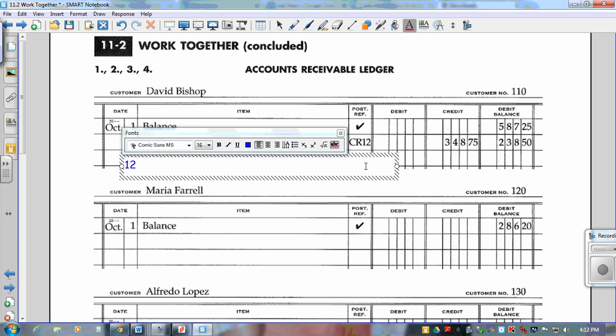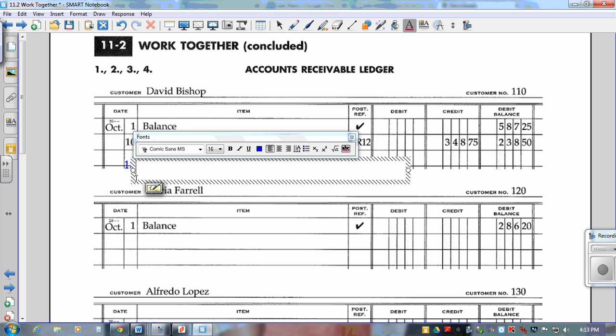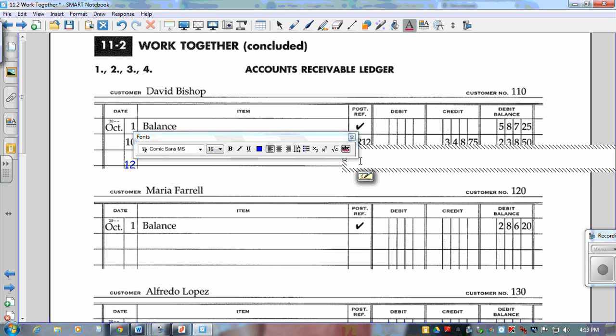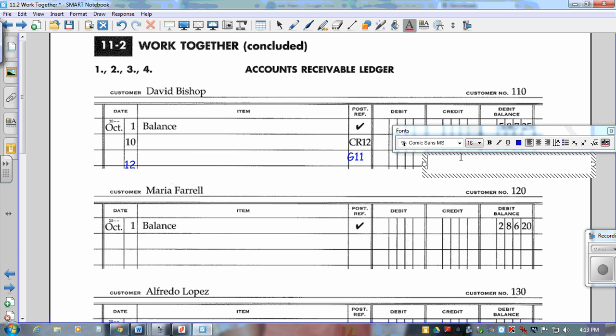Come over to the post reference. Oh, move that over here. Post reference is going to be what? Right, coming from the General Journal, so it's a G11 because that's the page number we're on. Okay, it was listed as a credit for $55.12, so I'm just coming to the credit column and type my credit of $55.12.